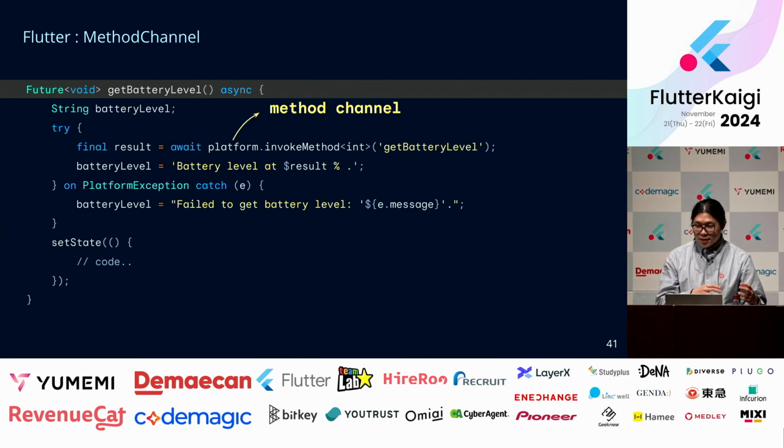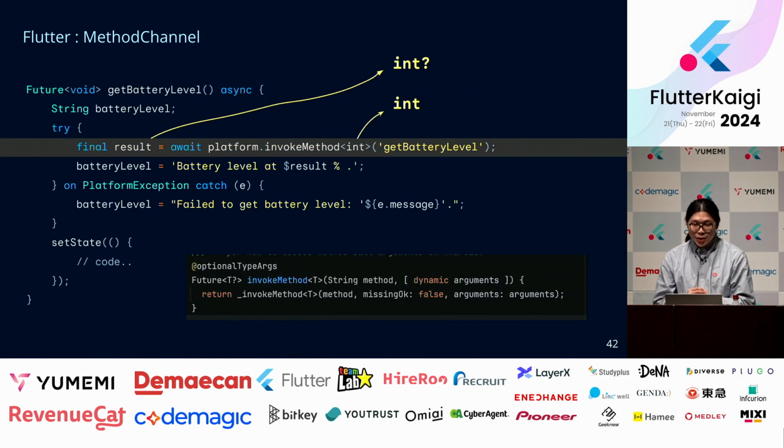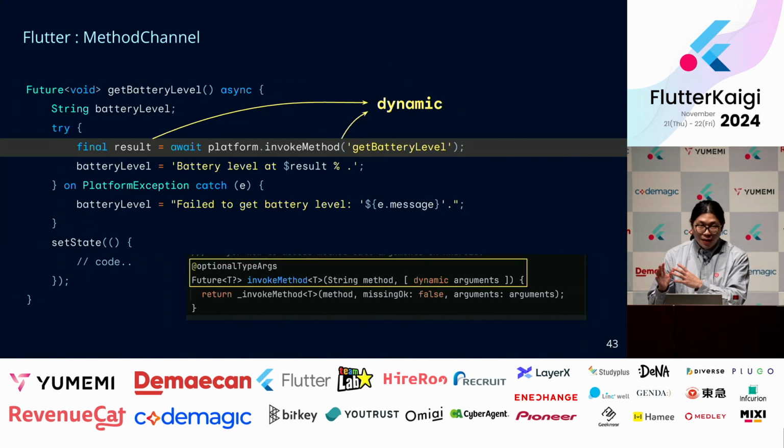This code defines an asynchronous method named getBatteryLevel in Flutter, which is used to receive battery level information. This line of code calls a native method asynchronously to fetch the device battery level and wait for an integer result using the method channel in Flutter. If you do not specify the generic type, the data type will be set to dynamic. If you want to handle data safely, you should define the type using generics.